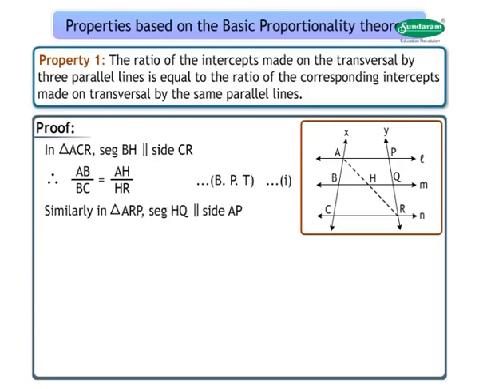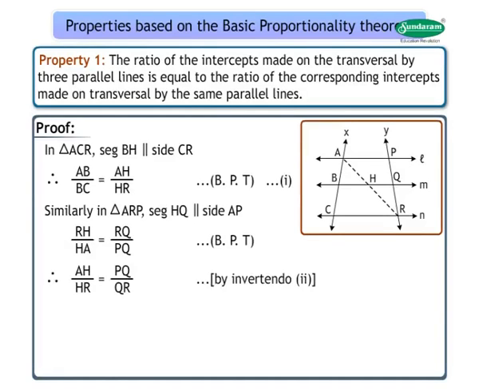Similarly, in triangle ARP, segment HQ is parallel to segment AP. Therefore, by basic proportionality theorem, RH upon HA is equal to RQ upon PQ. Therefore, by invertendo, AH upon HR is equal to PQ upon QR. Let us mark this as statement 2.